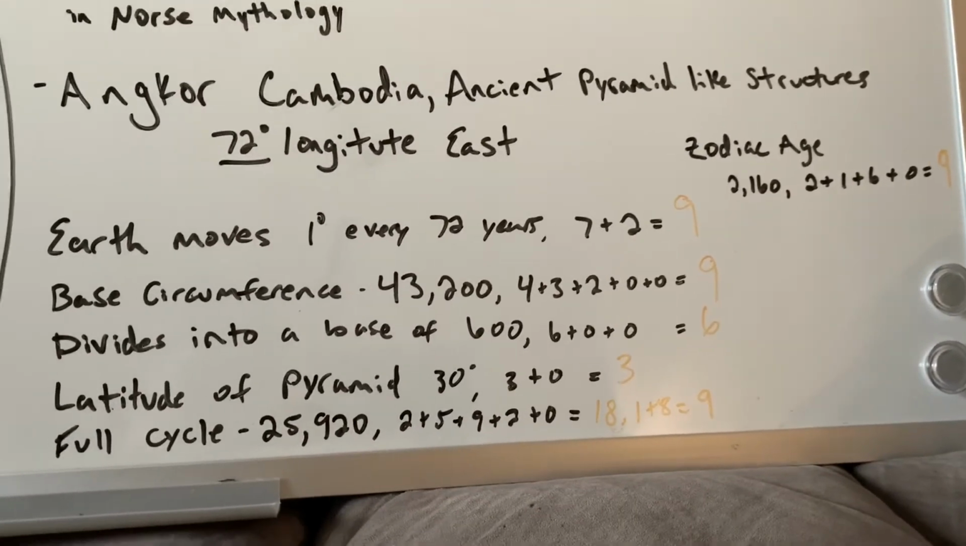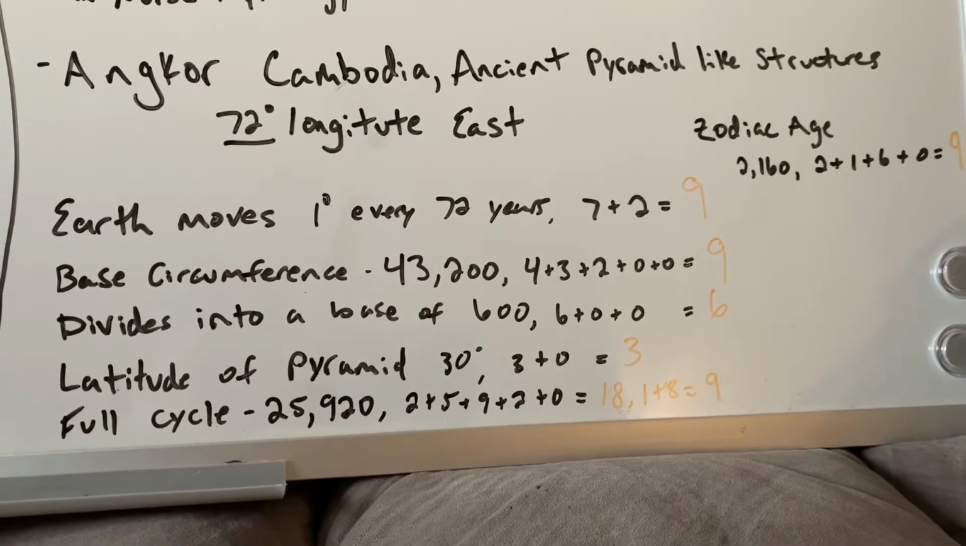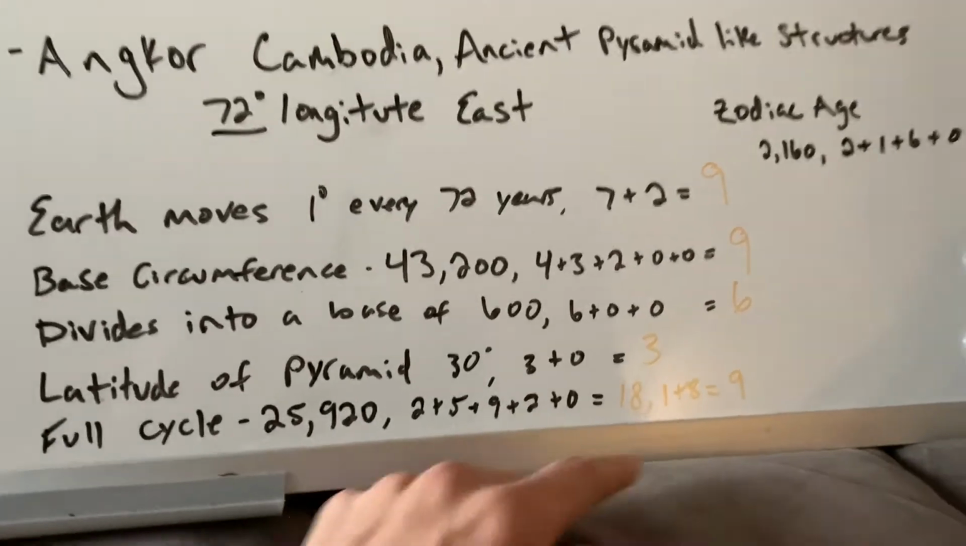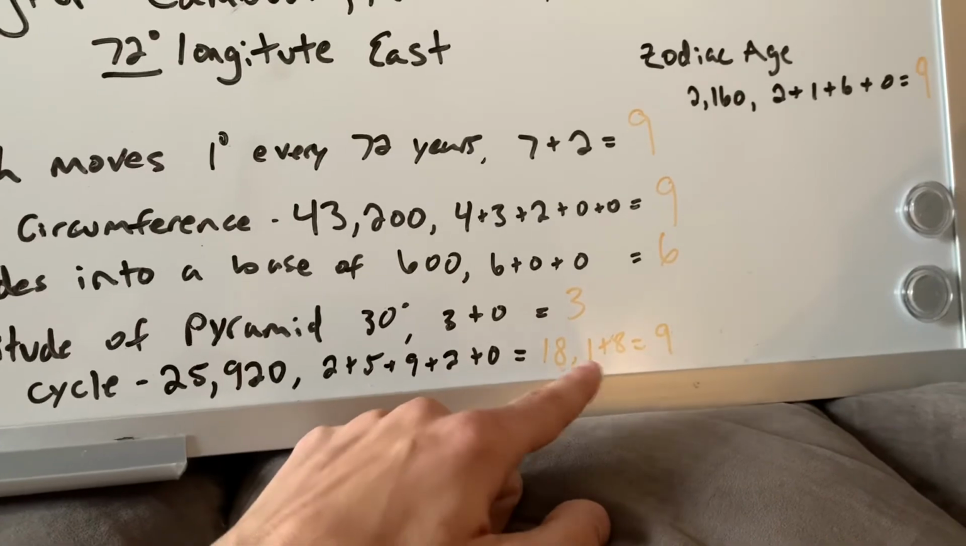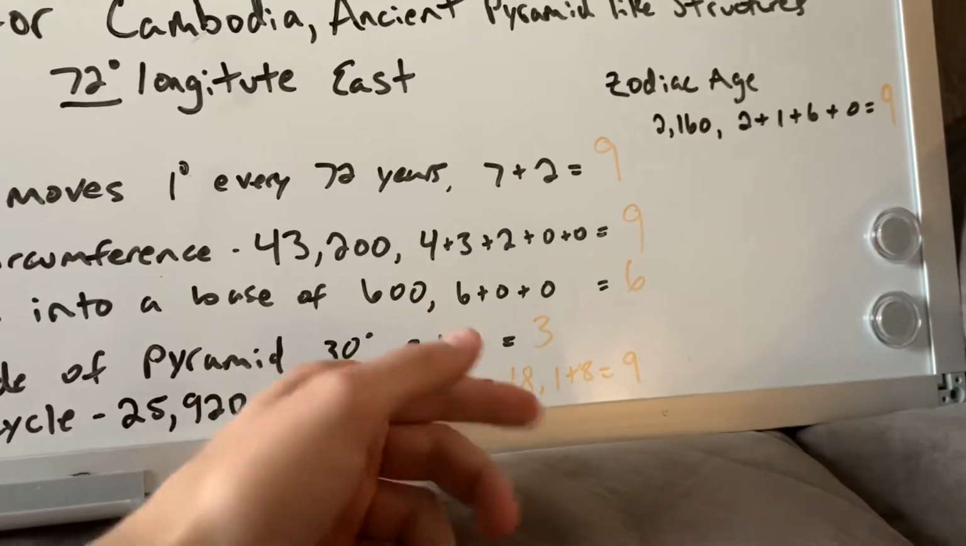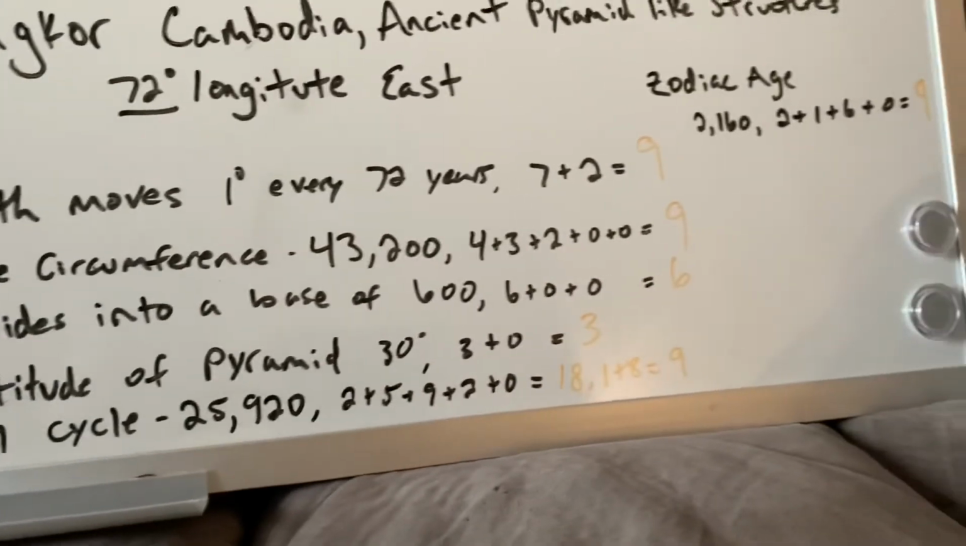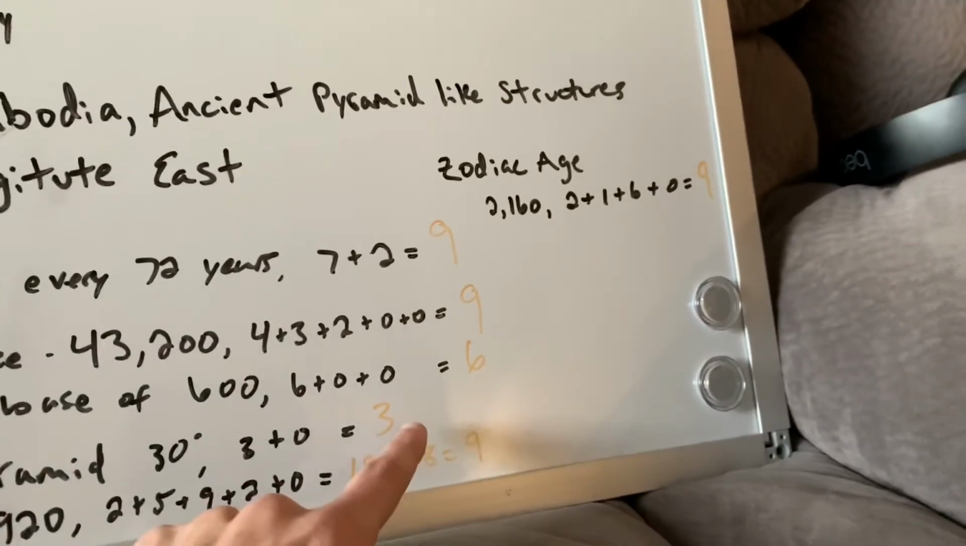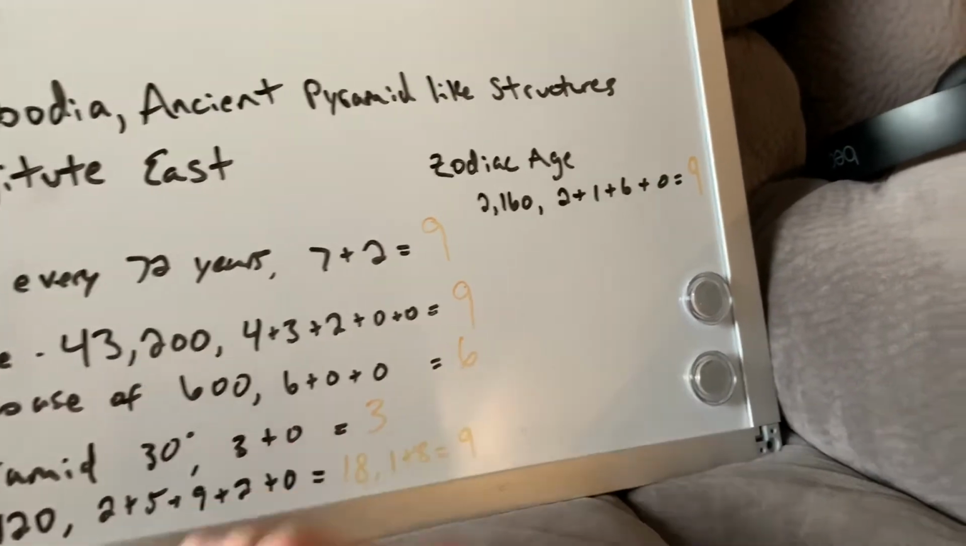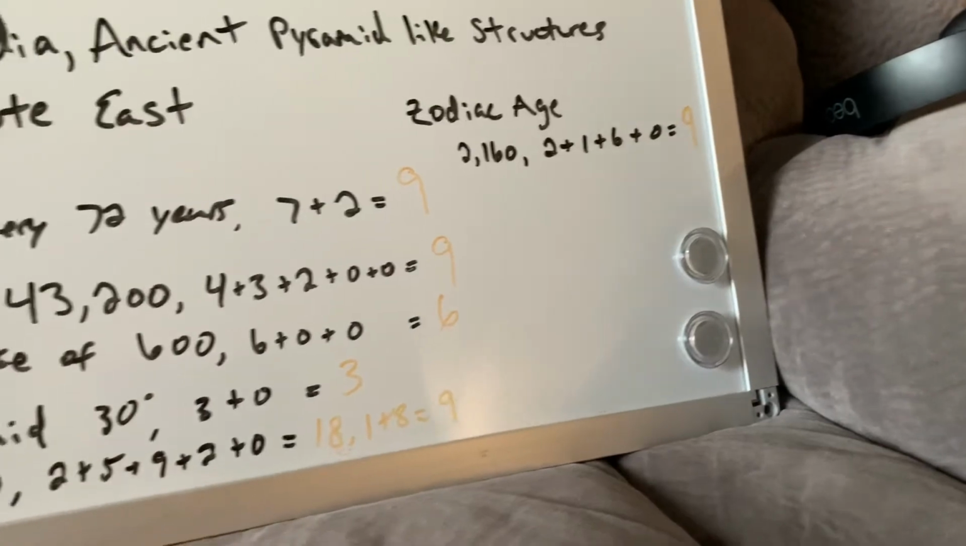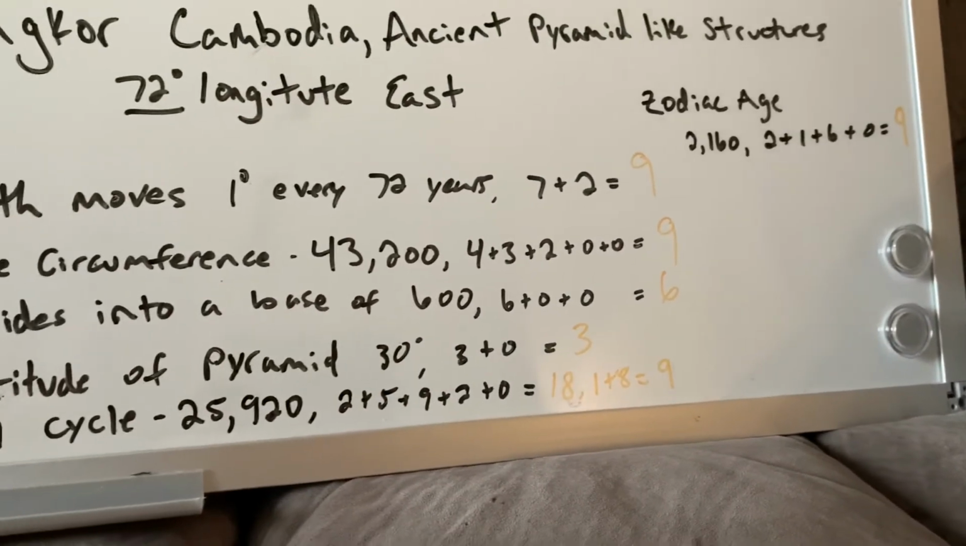So the only one that didn't was down here, and it came out to 18, which 1 plus 8 equals 9. So that was still, the full cycle still correlates with Nikola's obsession with 3, 6, 9. All of these numbers come back to relate to 3, 6, 9.